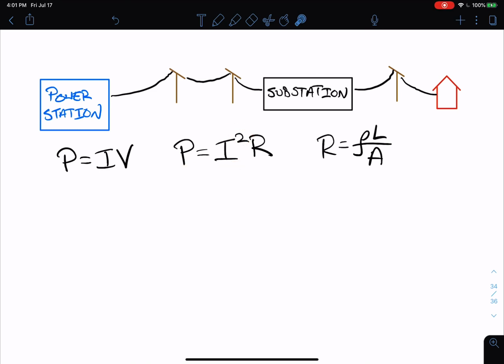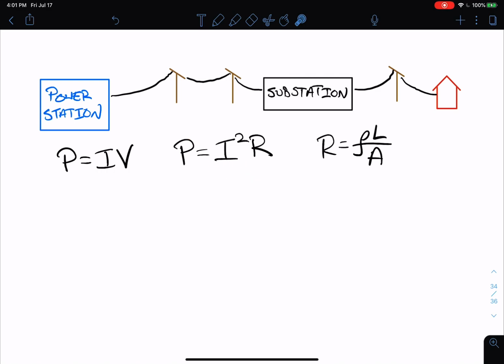But more importantly is to make the current small, because the power goes as the current squared. So that means if you double the current, you quadruple the power. If you triple the current, then the power loss is going to increase by a factor of 9. And that's what we're talking about here, is power loss. So we want the power loss to be as small as possible, so we want the current to be as small as possible.